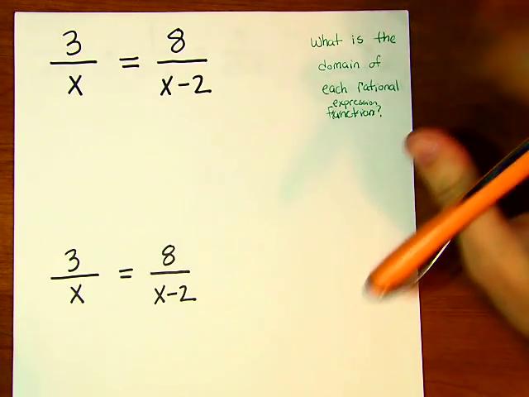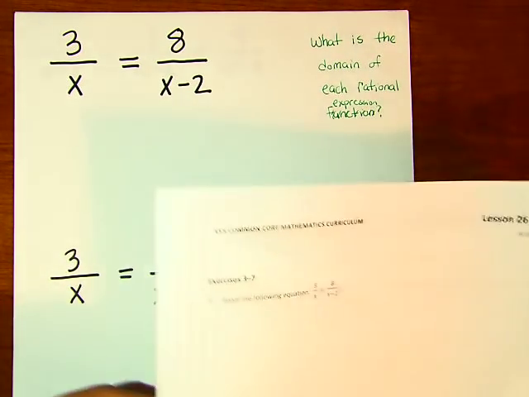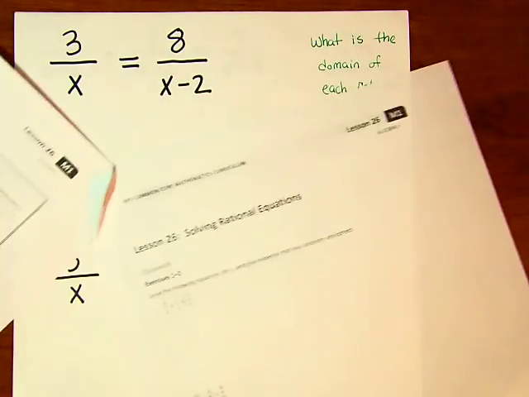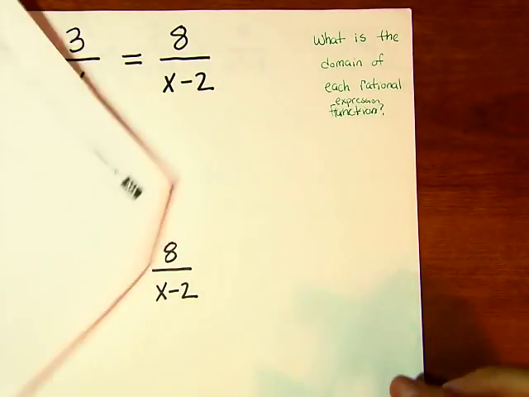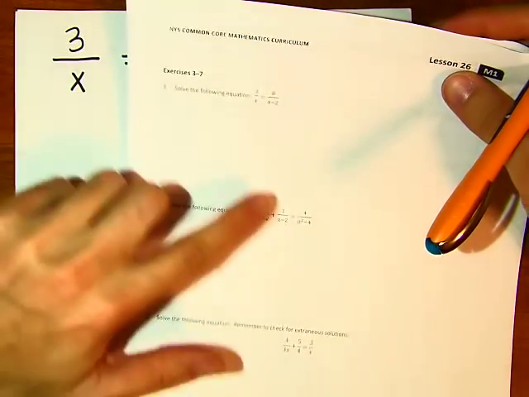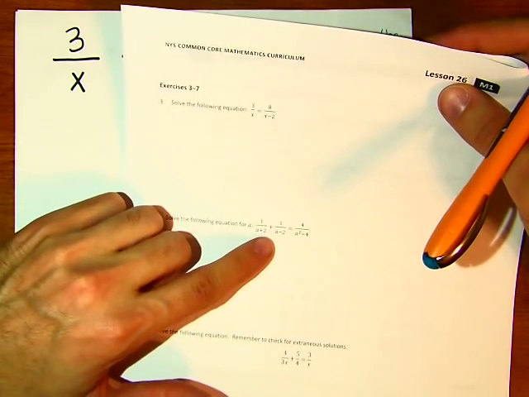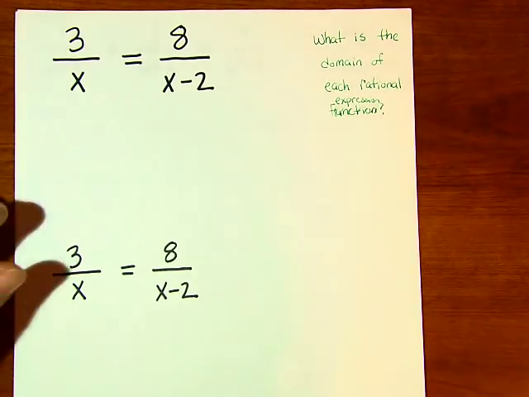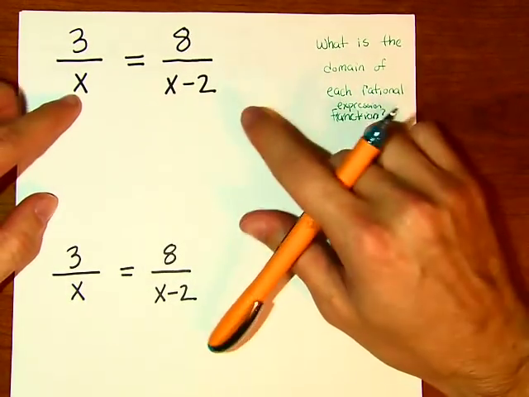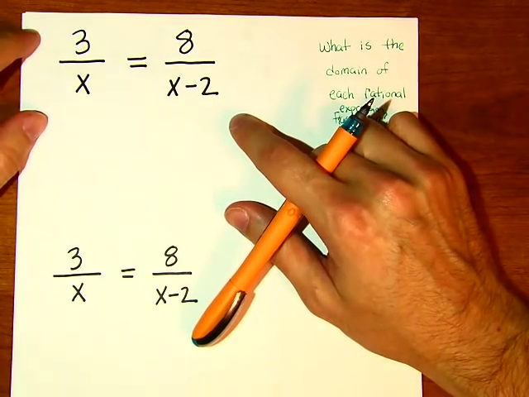Going back to this worksheet that you've been doing, lesson 26 on solving rational equations. If we flip it over to the next page, let's just solve these two questions, and I feel like once you solve this one here, then you should be good to solve the rest of the problems in the worksheet. Let's look at the first question here. It's 3 over x is equal to 8 over x minus 2.